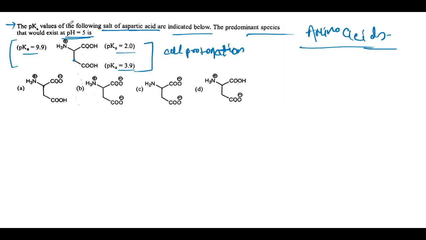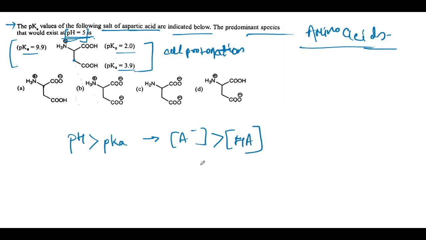Right. Now, pK values of the following, it is going to exist at pH is equals to 5. How is it going to exist? So there was a condition that the pH, if it crosses the pKa value, then the concentration of the conjugate base is going to be greater than the concentration of the acid itself. Because then you say that the acid has started to actually deprotonate.